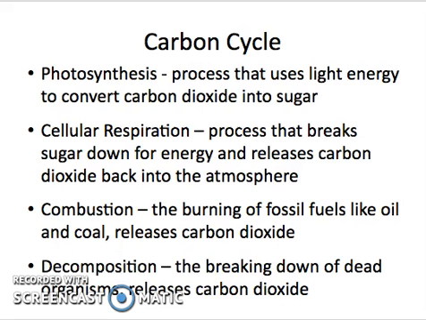So here's your definitions once you filled in everything on your chart. Remember, we said photosynthesis is a process that uses light energy to convert carbon dioxide into sugar. So they're taking the carbon dioxide from the air and they're using sunlight and they're making sugars. Cellular respiration is how we break down those sugars, those foods, to make energy in our bodies, and that process releases carbon dioxide back into the atmosphere.